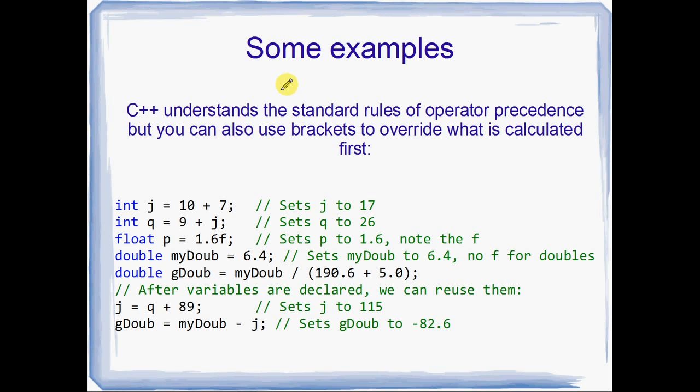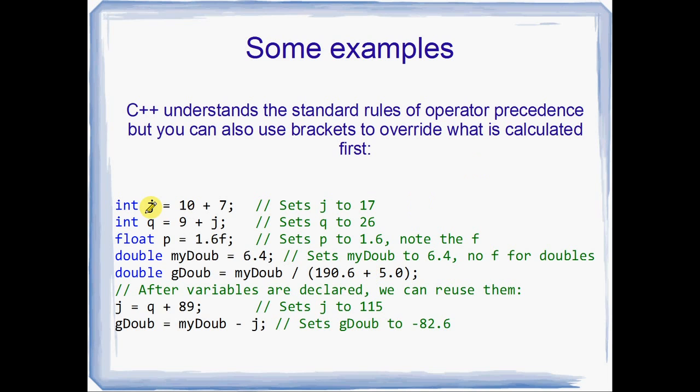Anyway, some examples of setting variables. C++ understands the standard rules of operator precedence. So division happens before addition and subtraction, and multiplication happens before addition and subtraction. And brackets are evaluated first. Anything in brackets is evaluated first.